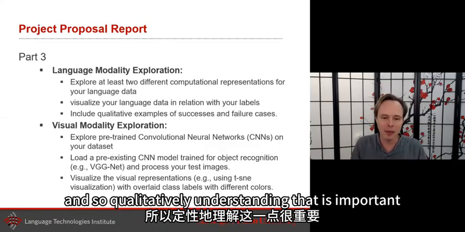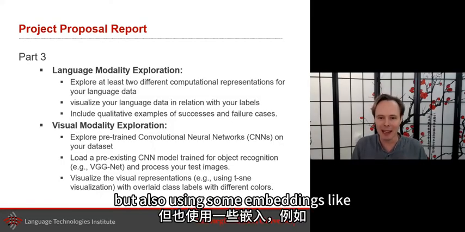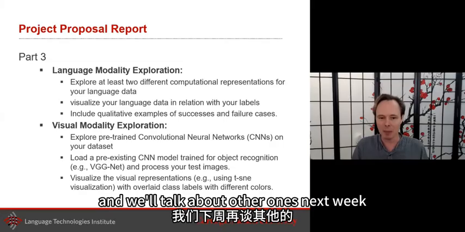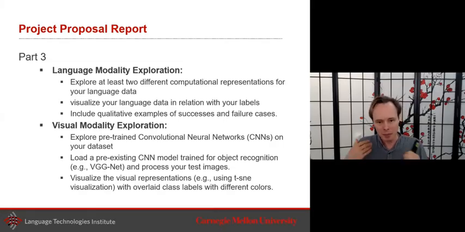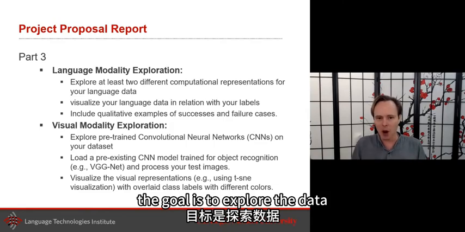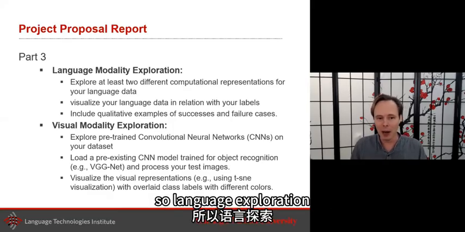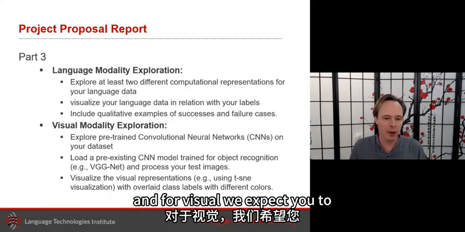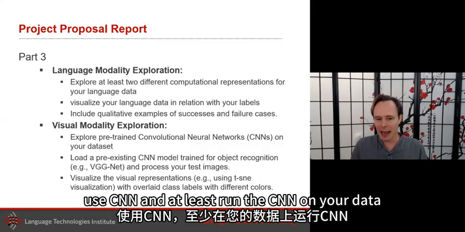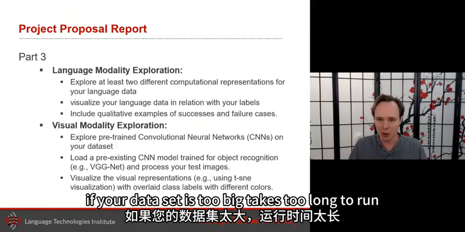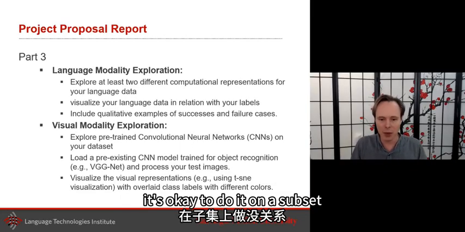Qualitatively understanding that is important, but also using some embeddings. We already talked about Word2Vec, and we'll talk about other ones next week. The goal is to explore the data and also explore the tools themselves. So that's language exploration. For visual, we expect you to use a CNN and at least run a CNN on your data, or at least on a subset of your data. If your data set is too big and takes too long to run, it's okay to do it on a subset.